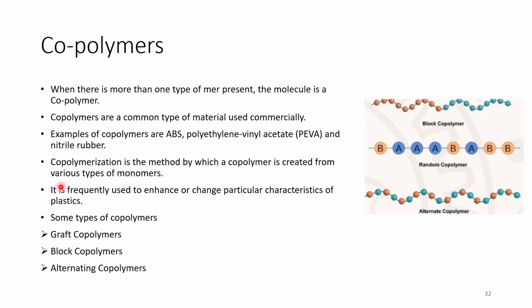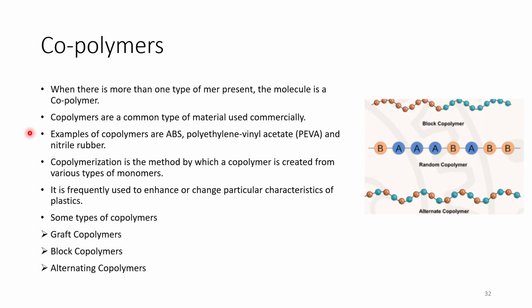Next you have copolymers. When your polymer has two types of monomers present, then it will be a copolymer. So when there is more than one type of mer present, the molecule is a copolymer. And copolymers are a common type of material used commercially. Examples of copolymers are ABS, polyethylene vinyl acetate, and nitrile rubber.